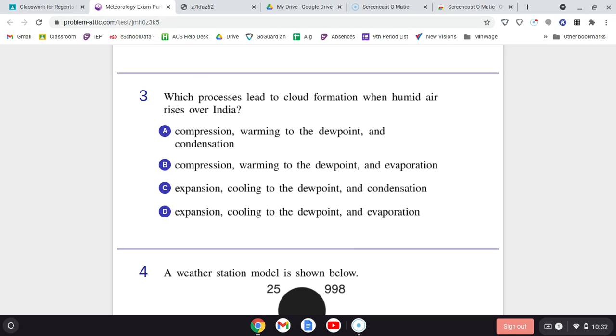Okay. Which processes lead to cloud formation when humid air rises over India? So you have to break it down. Is it compression or expansion? So it's either compression, warming to the dew point, and condensation. Compression, warming to the dew point, and evaporation. We're looking for cloud formation. Expansion, cooling to the dew point, and condensation. Expansion, cooling to the dew point, and evaporation.